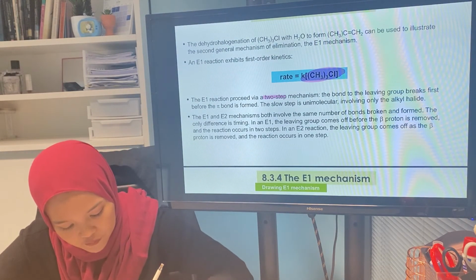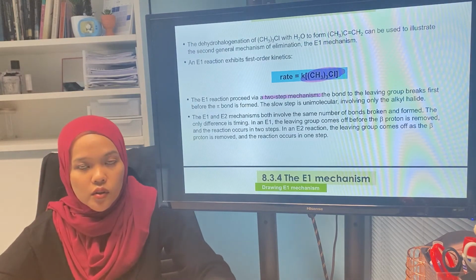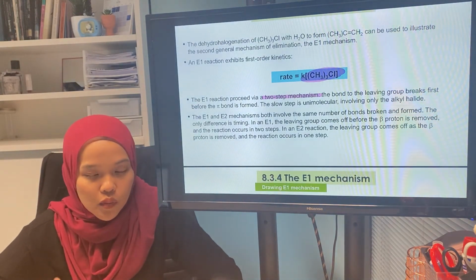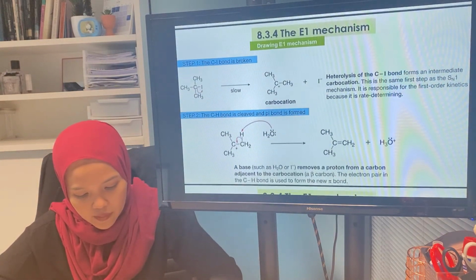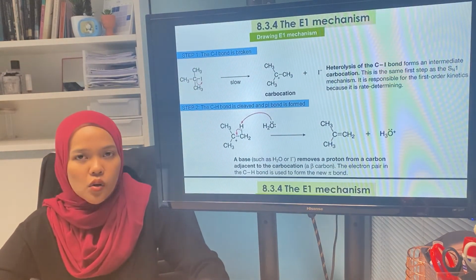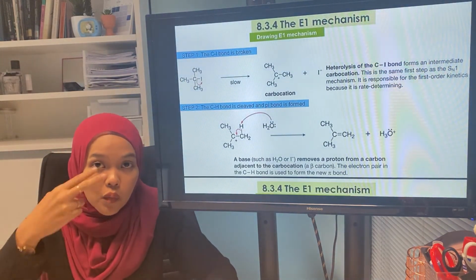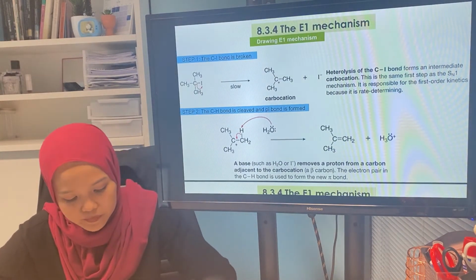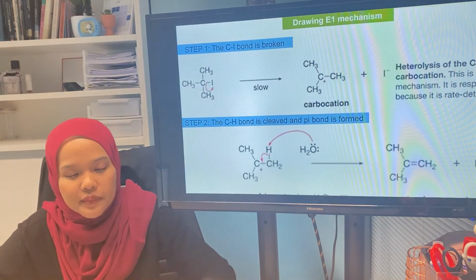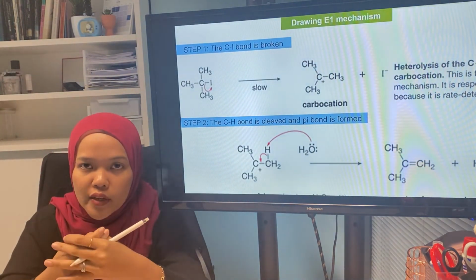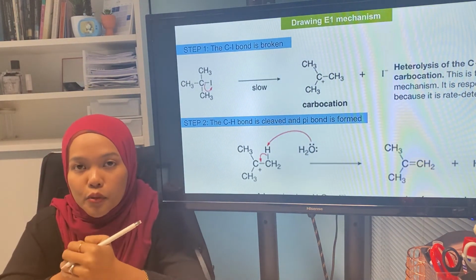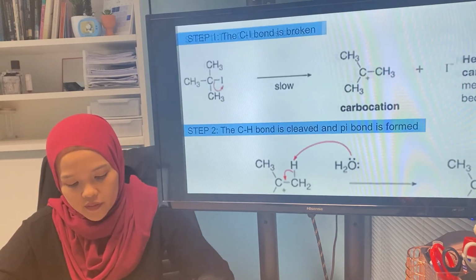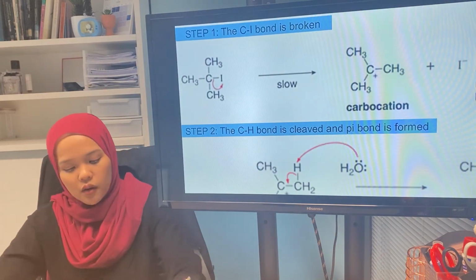It is going to have 2 steps. Just like the SN2, we are going to look into it one by one. So what are the 2 steps? You need to show one by one, right? The first step is just like this. You remember the addition reaction, it forms the carbocation. So this one, carbocation.